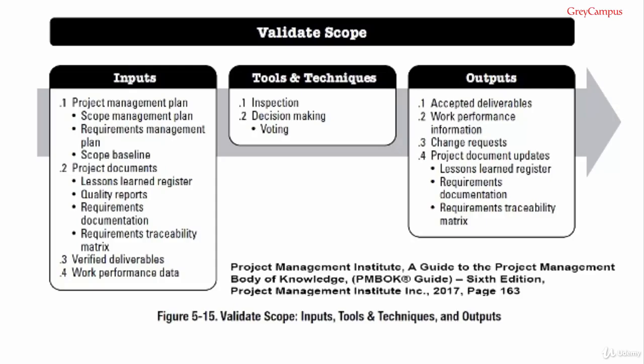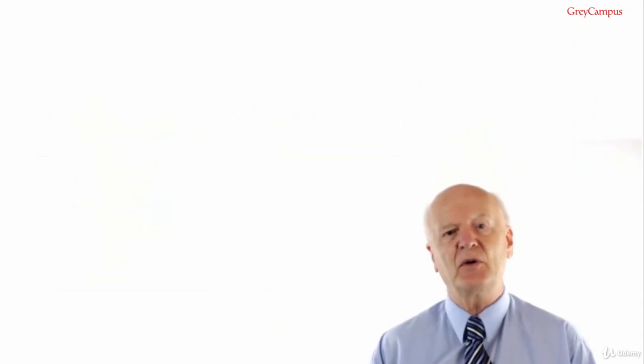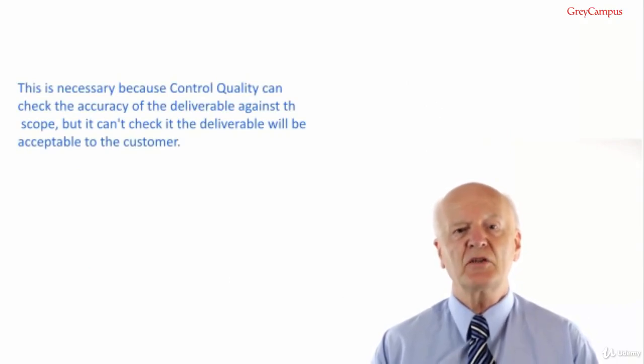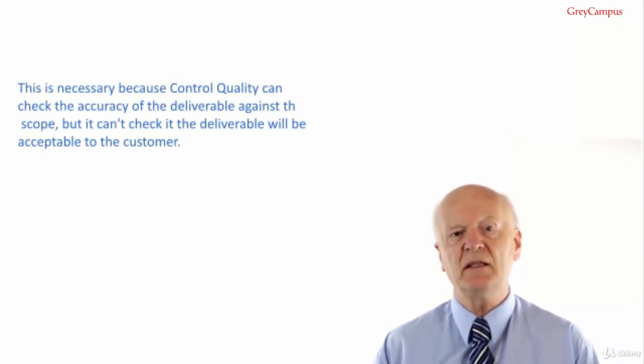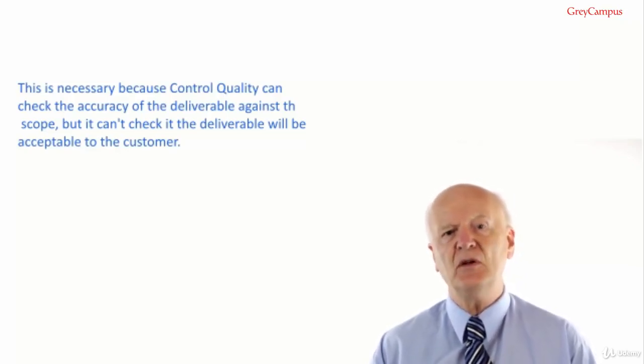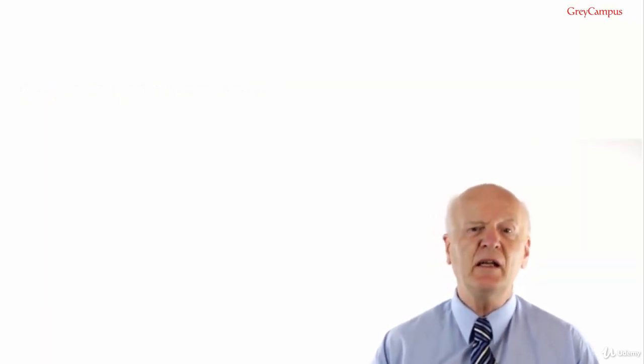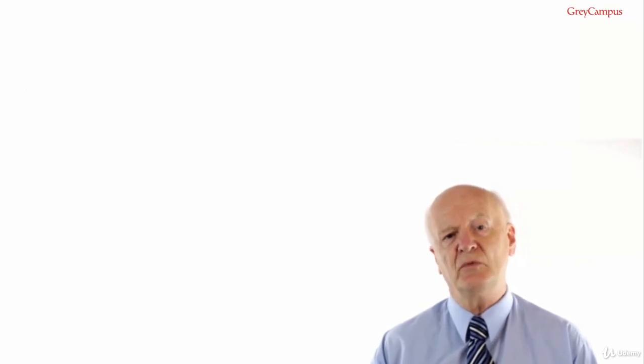accepted. Now the tools and techniques, these are quite simple. Number one, inspection. This is a manual check to compare the deliverable against the product acceptance criteria. This is necessary because control quality can check the accuracy of the deliverable against the scope, but it can't check if the deliverable will be acceptable to the customer. I'm sure many of you have had the experience of ordering an item based on its specifications, and when it arrives you realise it is not what you want.